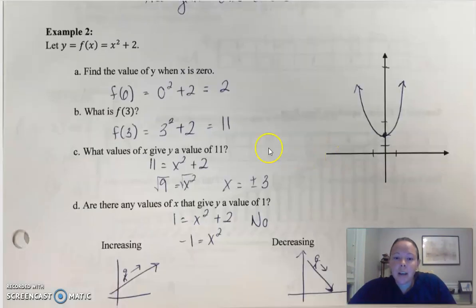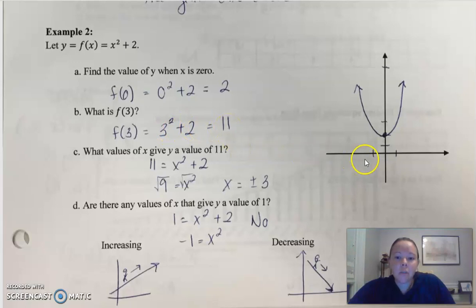Okay, now, example 2. Here's where you're like, oh, okay, I've seen this before. So this is what you're more familiar with. So let y equal f of x, which of course these are the same things, equal x squared plus 2. So find the value of y when x is 0. So of course just replace x with 0. 0 squared plus 2 is 2. And then what is f of 3? Now notice a and b are the exact same problem. We're just plugging in different values for x. So when you plug in 3 squared is obviously 9 plus 2 is 11.